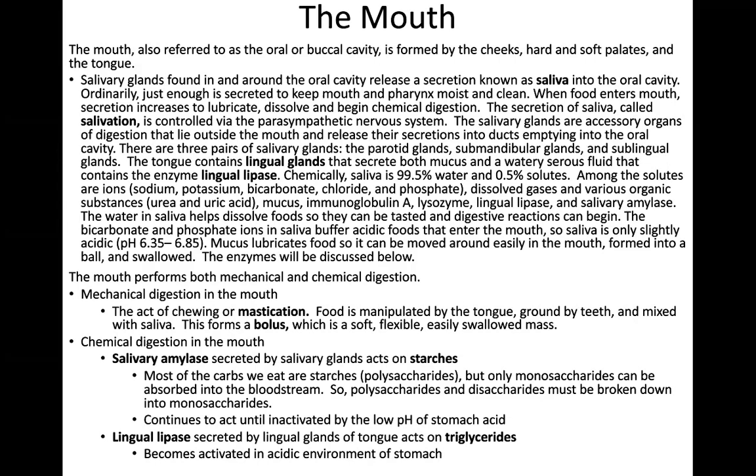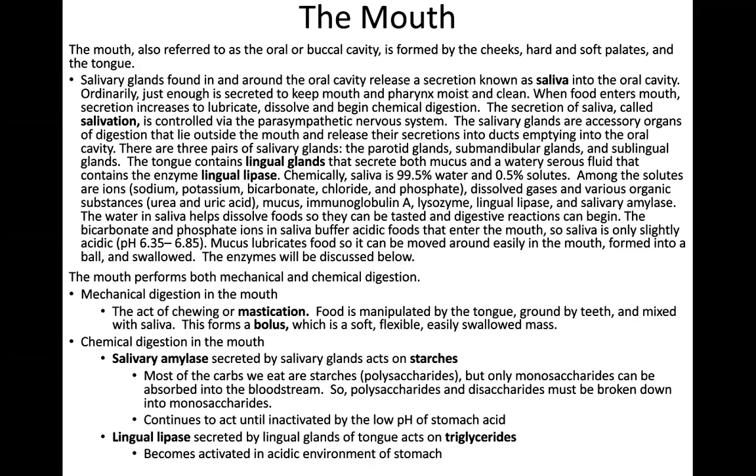Okay. Ordinarily, we secrete just enough saliva to keep our mouth and pharynx moist and clean, but when food enters our mouth, we increase our secretions to help lubricate, dissolve, and actually begin chemical digestion. Secretion of saliva is just called salivation. It's a parasympathetic nervous system response. Should be pretty common sense there. Our salivary glands are accessory organs of digestion lying outside the mouth and releasing their secretions into ducts that empty in the oral cavity. Just said that already.